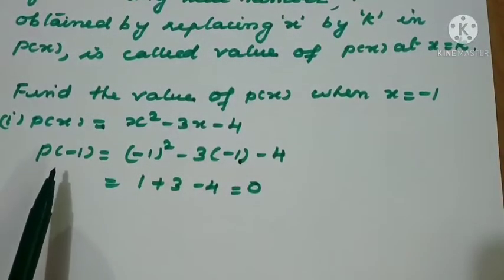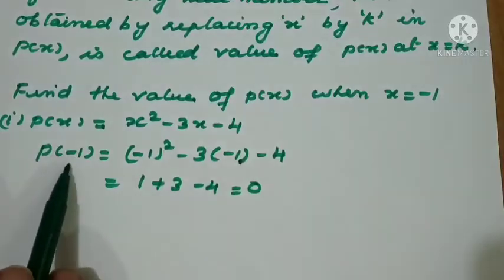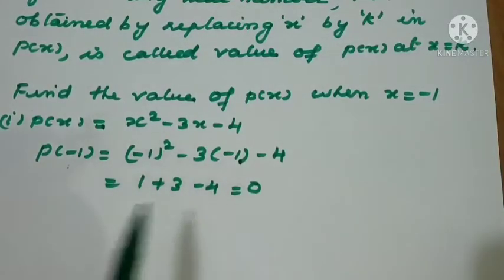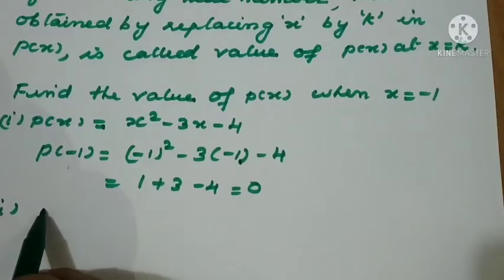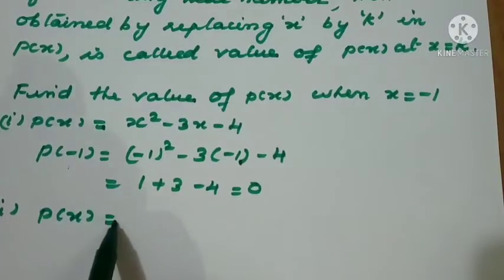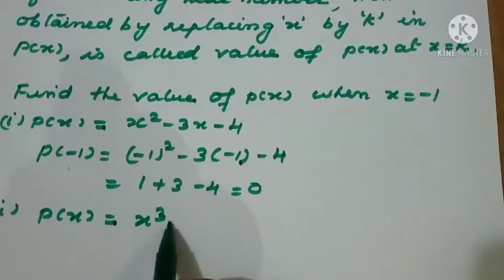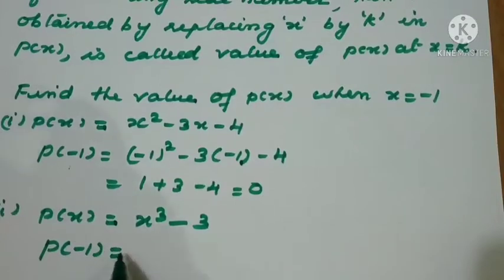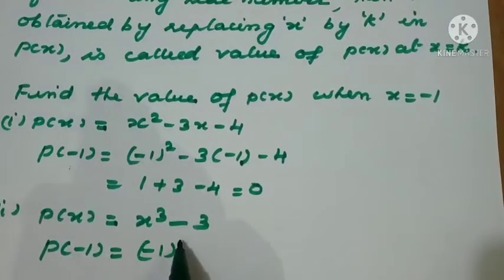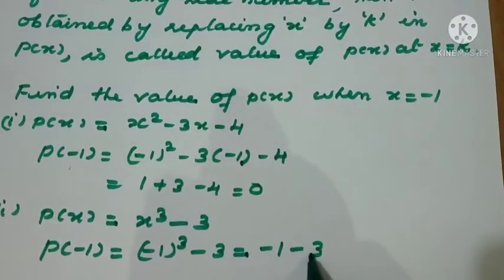So that means the value of p(x) at x = -1 is 0 only. Another example, question number 2, when p(x) = x cube minus 3. The question is the same, x = -1 only. So p(-1) = (-1) cube minus 3. (-1) cube is -1, minus 3, again it is equal to -4.